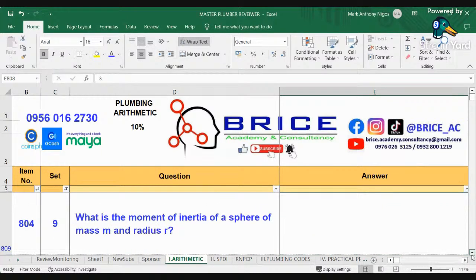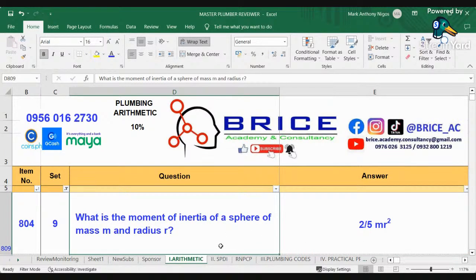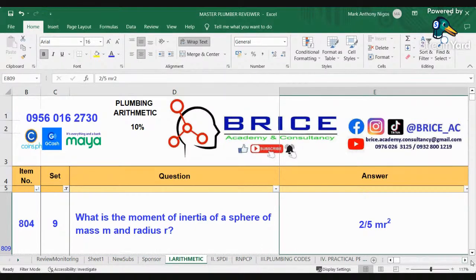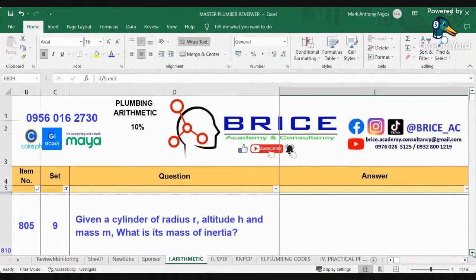804. What is the moment of inertia of a sphere of mass m and radius r? The answer is 2 over 5 m r squared. What is the moment of inertia of a sphere of mass m and radius r? The answer is 2 over 5 m r squared.